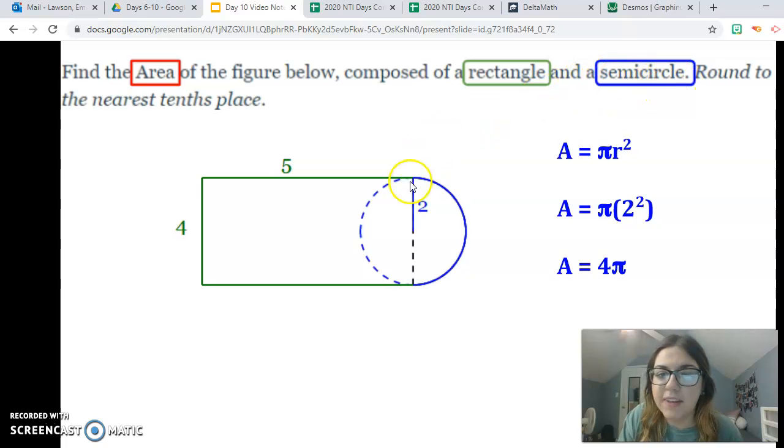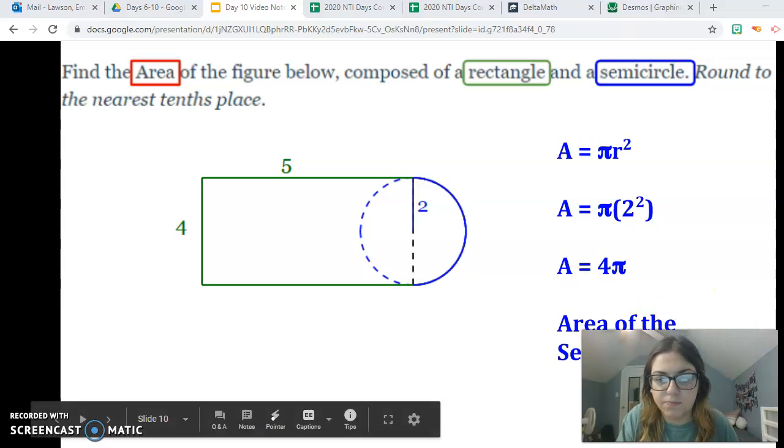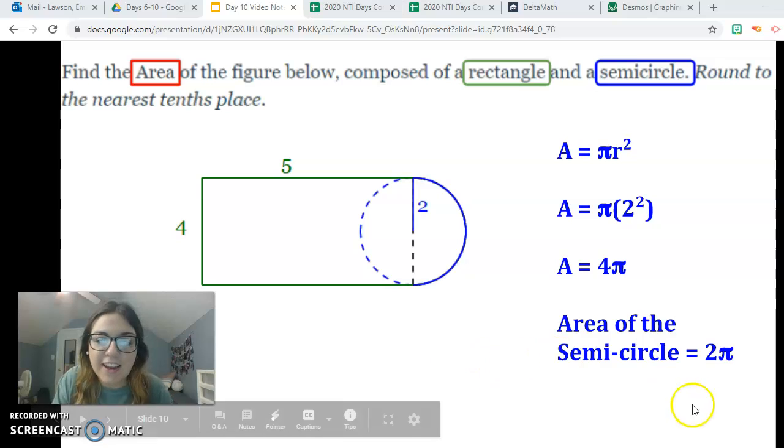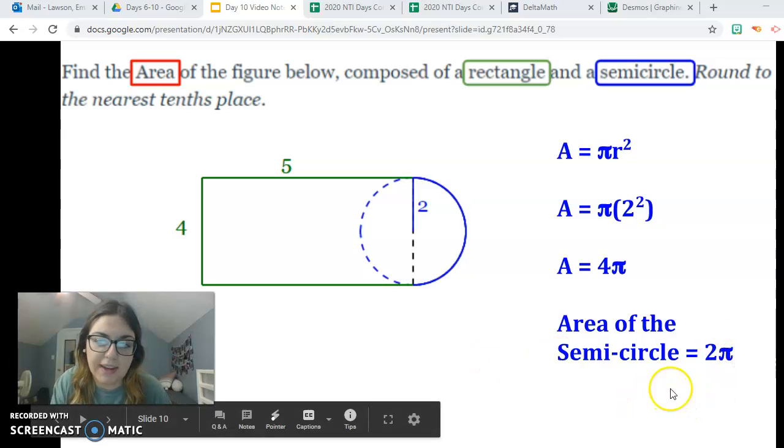A semicircle is half of that circle. So I don't want to find the area of the whole thing because I've already taken care of this little dashed piece when I found the area of the rectangle. All I care about is this solid piece of my semicircle. So what I have to do is just divide this area in half. The area of the semicircle is 2 pi. So 4 divided by 2 is 2. The area of the semicircle is 2 pi.